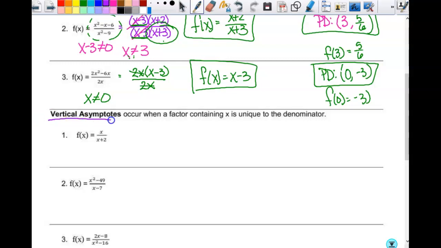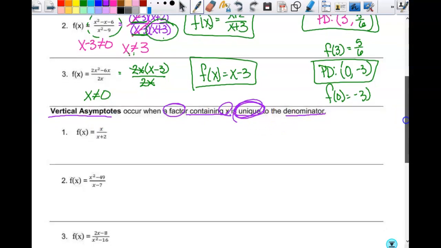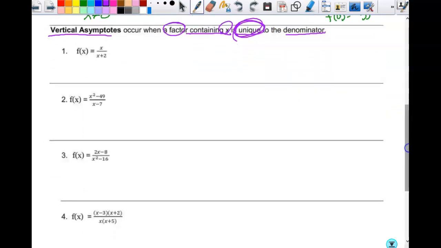So vertical asymptotes occur when a factor, again, containing x, it's not just a number down there, is unique to the denominator. Okay? That means it only exists in the denominator. That's why we have to reduce first. So, can I factor or reduce this at all? No. So what we know is that we cannot divide by 0. So x plus 2 cannot equal 0, which means x cannot equal negative 2. That's why we have an asymptote there.